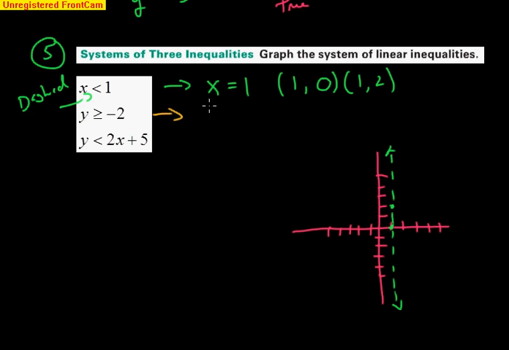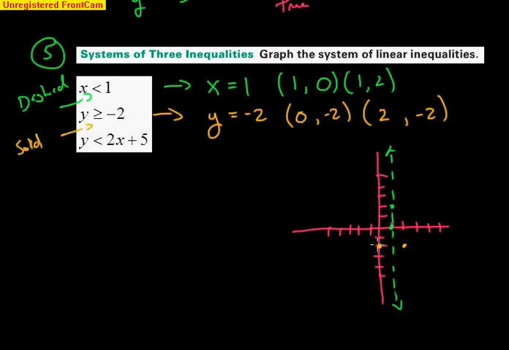Okay, next, let's go orange. Again, ignore the inequality. y is equal to -2. What this tells me is that all my points have a y coordinate of -2. So I pick 2 points with y coordinates of -2: 0, -2 and 2, -2. We can see it's going to be horizontal. Now, this one has an equal to. That means solid. So we'll do a solid line across there.